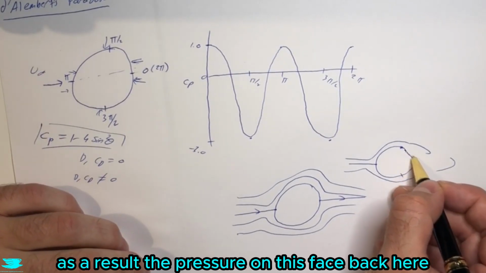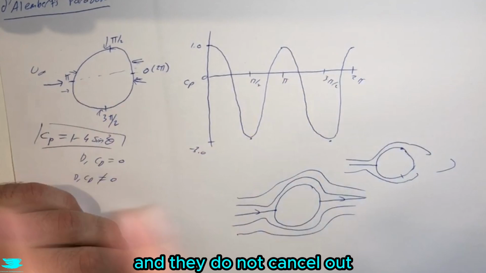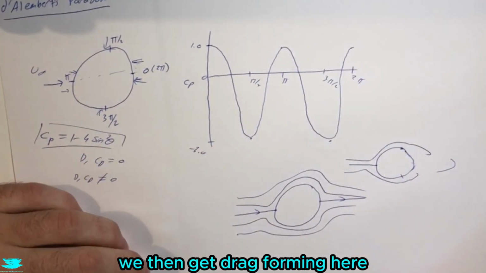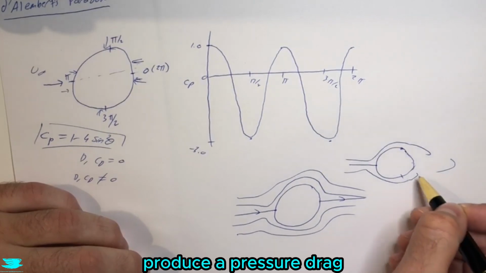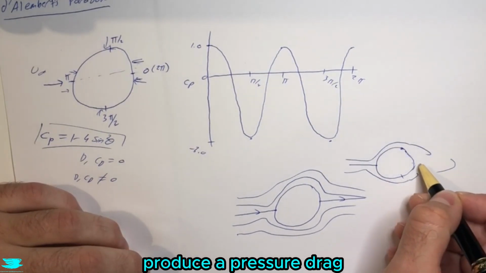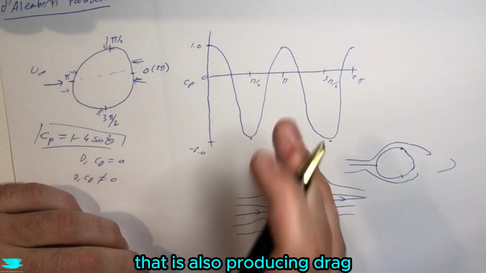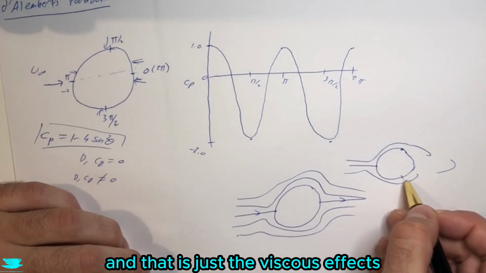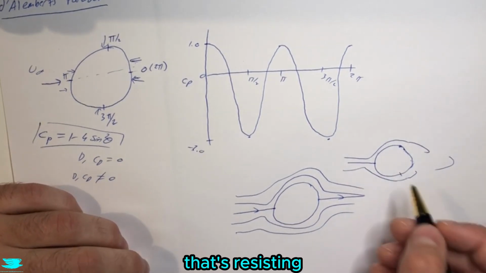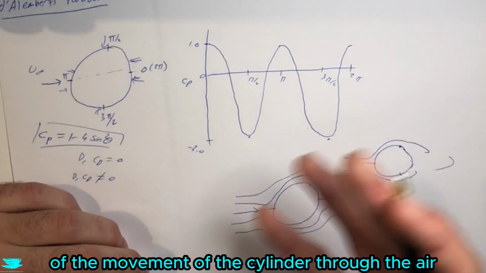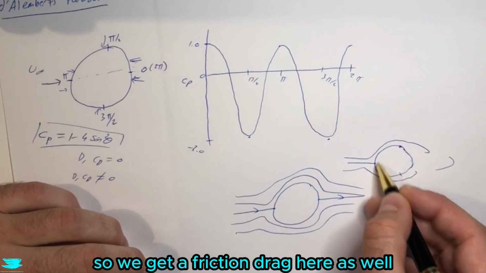As a result, the pressure on this face back here is no longer the same as the pressure on this face here, and they do not cancel out. We then get a drag forming here. So these viscous effects are producing a pressure drag. But there is also a direct effect that is also producing drag, and that is just the viscous effects producing friction drag, because now we have a boundary layer forming that's resisting the movement of the cylinder through the air. So we get a friction drag here as well.